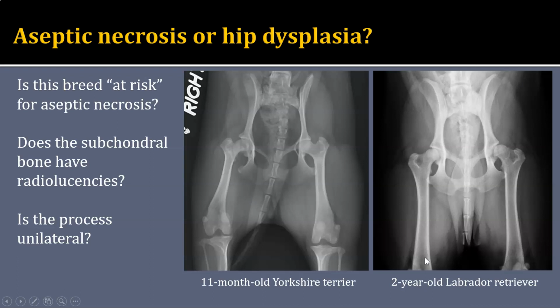Now let's compare that to the patient on the right. This is a 2-year-old Labrador Retriever, so a little bit older and a large breed patient. When I look at both coxofemoral joints, they are abnormal in that the acetabula are flared and shallow. Both femoral heads, but especially on the left side, have some osteophytes, and the femoral necks are thickened with some osteophytes and some sclerosis. So we don't see any subchondral radiolucencies, and this is a bilateral process. So all of those things together, the type of dog, no lucencies, and bilateral, tell me that this patient has hip dysplasia with secondary degenerative joint disease.